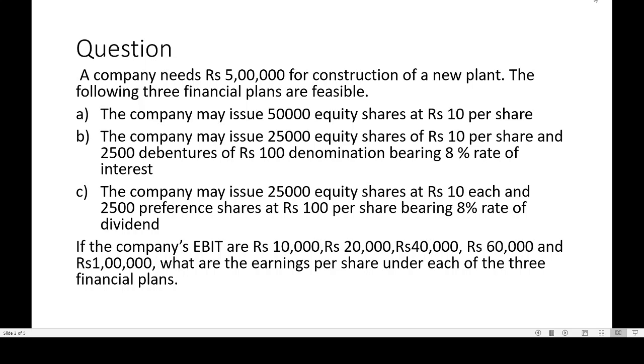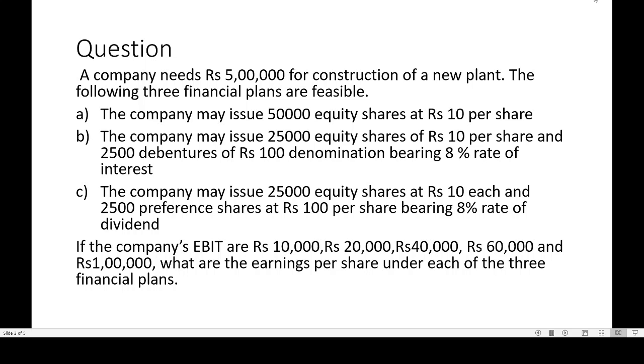This is a problem to find out the earning per share under different financial plans. This problem has appeared in examination many times. The question goes like this. A company needs rupees 5 lakh for the construction of a new plant. The following three financial plans are feasible.